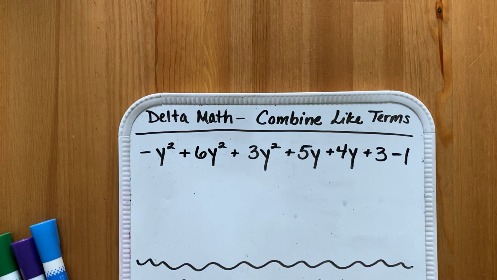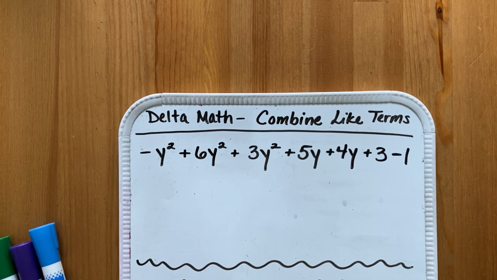These problems come from the combined like terms section of Delta Math. It is under the Algebra 1 section of polynomial operations. So I do recommend multiple colors for this just to make it a little bit easier. If you don't have that, it's okay. I'll show you a technique that you can use in case you don't have lots of different colors like I do.